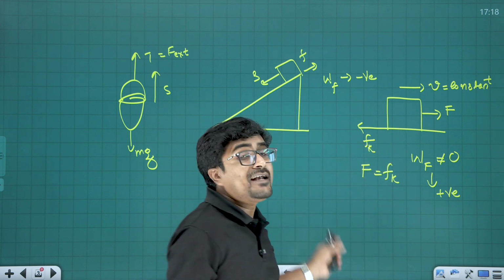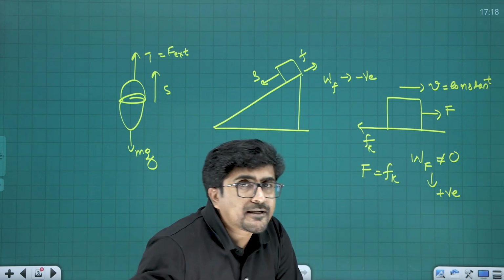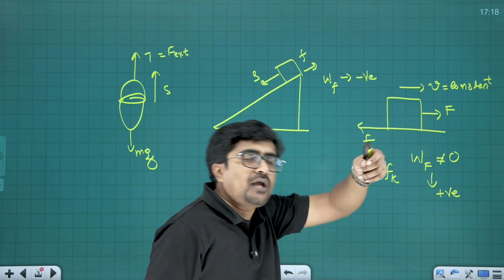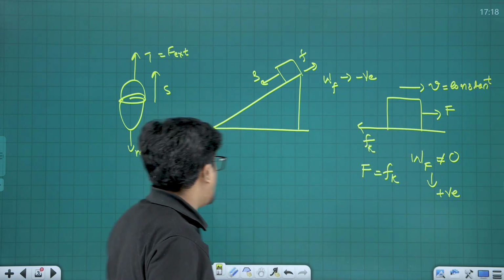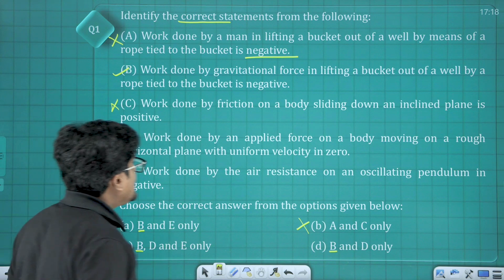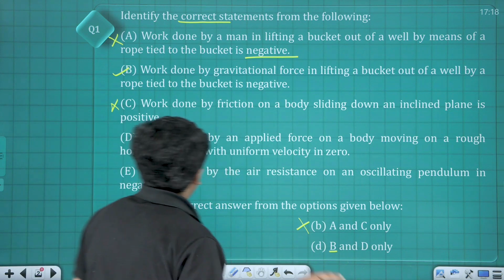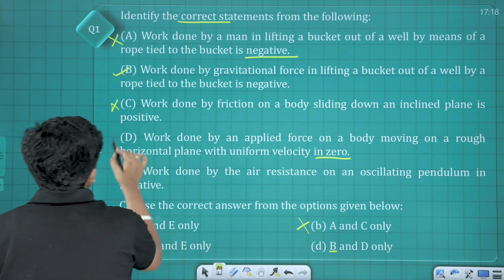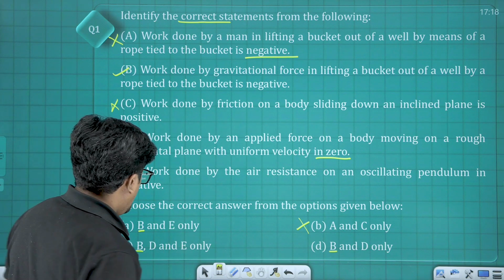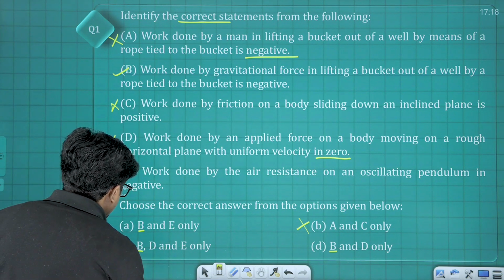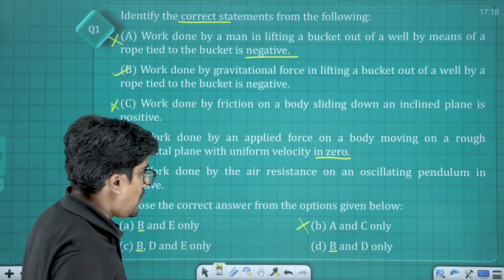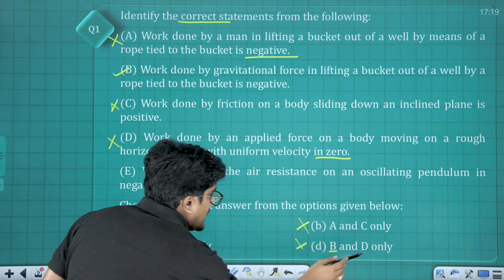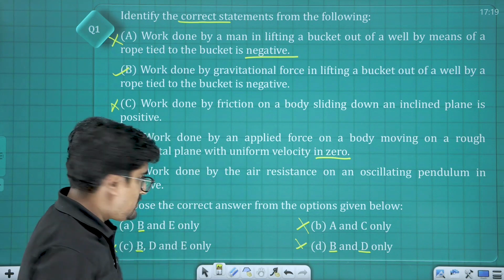Altogether that net work done by the total force acting on the body can be 0, but work done alone due to capital F cannot be 0 in this case. And here statement number D says that work done due to that horizontal force capital F is 0. So this is a wrong statement. Alright, so D is a wrong statement. So I am marking that as wrong here.